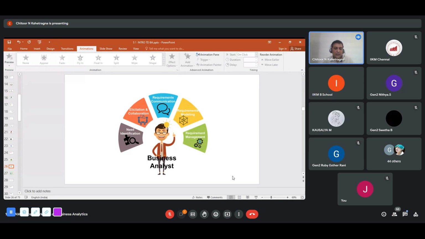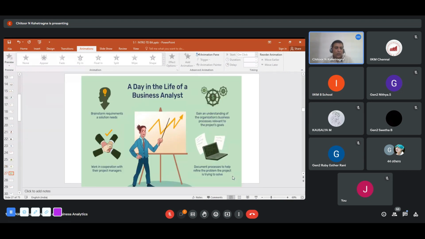Right? This is what a business analyst does. So typically in a day, what he does is brainstorm requirements, solution needs, work in cooperation with the project managers, gain an understanding of the business problem, processes, document it, right? So now you'd have got a difference between a data analyst and the business analyst.